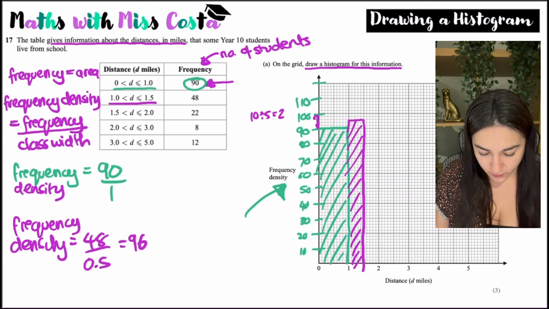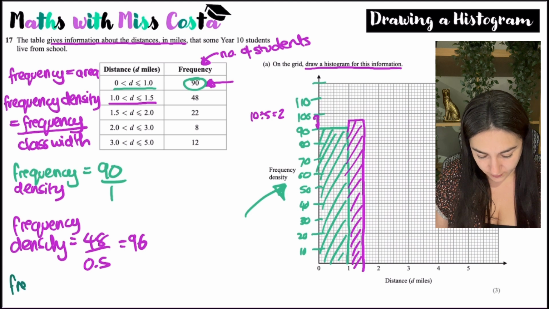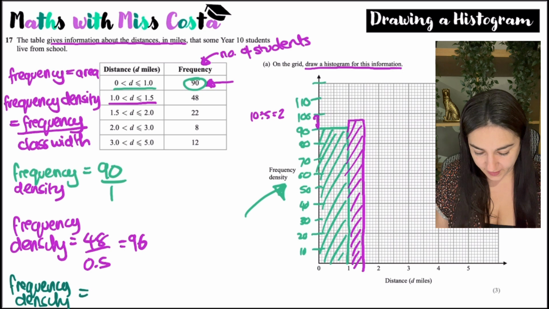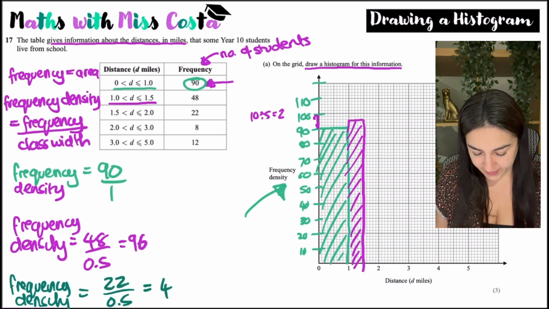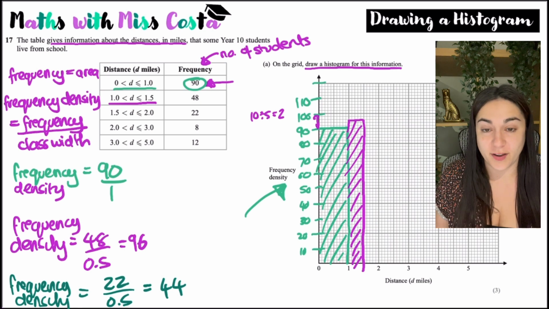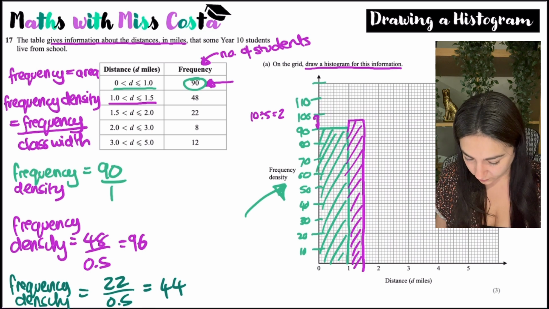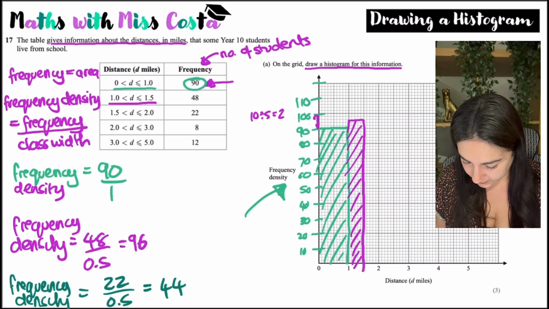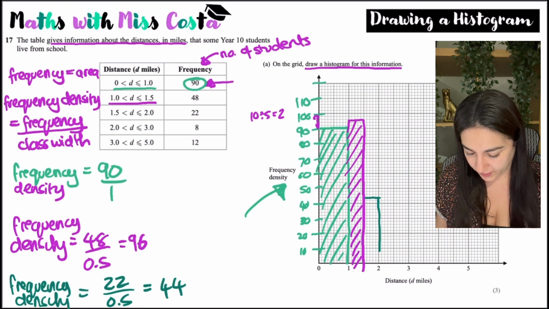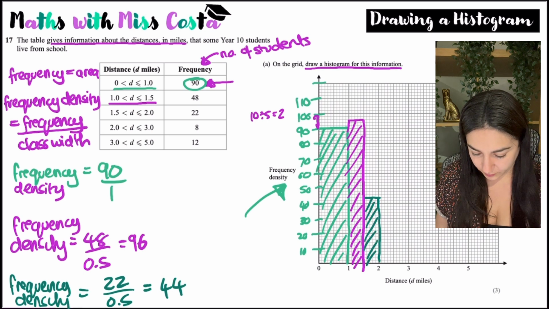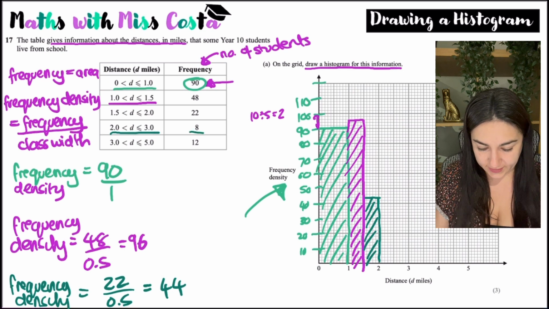So then you've got the frequency density for the next part. So you've got 22 divided by 0.5 again. And remember, when you divide by 0.5, it's the same as timesing by 2. So that would be 44. So I've got 44. So that's 2, 4 over here. And once again, it's just the width of 0.5. Then you've got 2 to 3 and a frequency of 8.